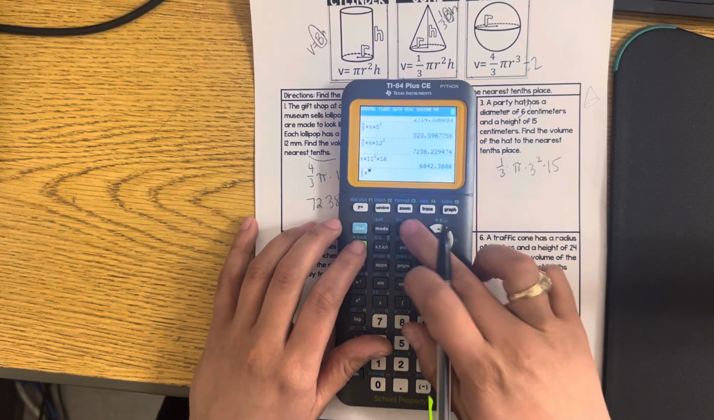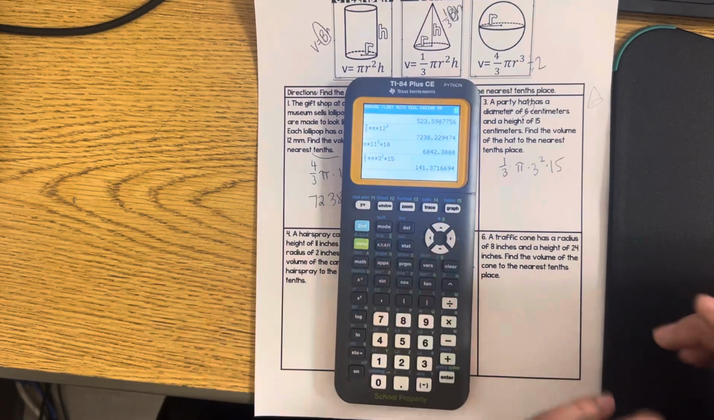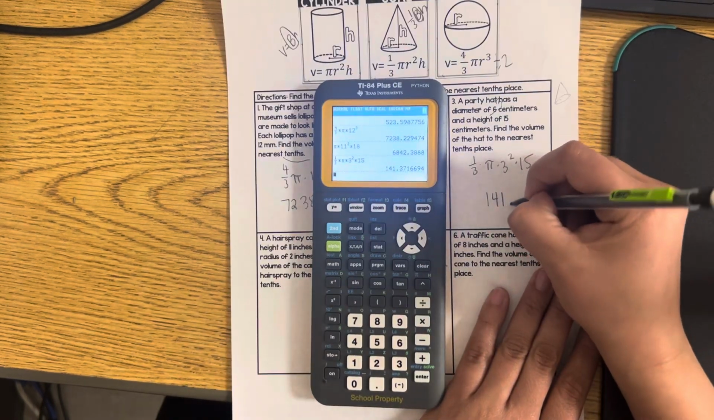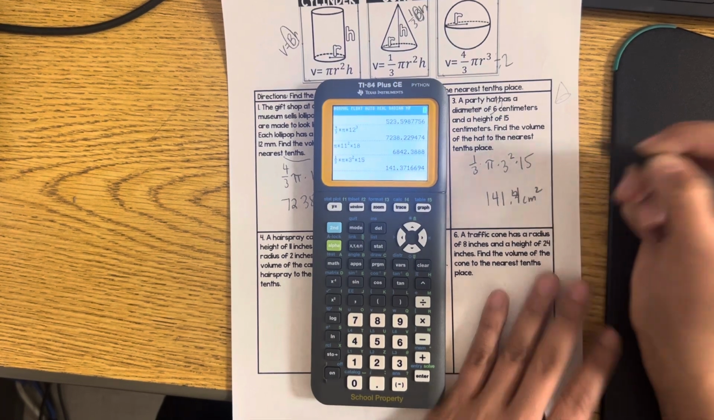Oh gosh. Whew, slow down. Okay. And so my answer is 141.4, because it wanted us to round to the tenths place, like that.